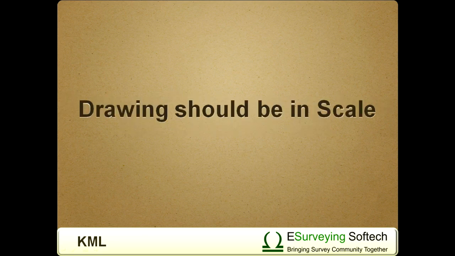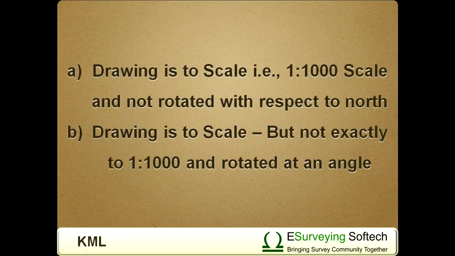It is important to note that you can bring drawing entities to UTM coordinates only when the drawing is in scale. There are two different conditions. A. Drawing is to scale, that is 1:1000 scale and not rotated with respect to north. B. Drawing is to scale, but not exactly to 1:1000 and rotated at an angle.